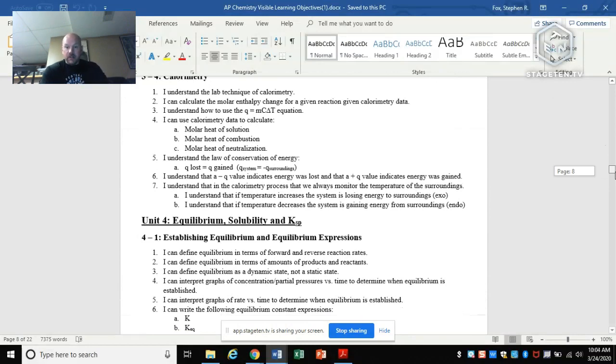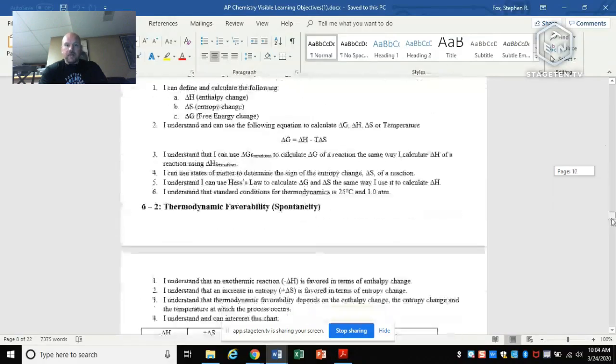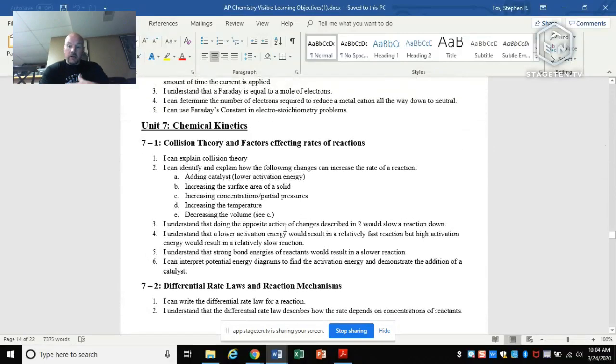The way they're going to administer it to you is still going to be, we're figuring that out, but the units that will be covered are units 1 through 4 on the visible learning document, and then also unit 7, which is the kinetics unit, chemical kinetics. So you might want to start going through those learning objectives too. I'll be introducing unit 7 content here soon.